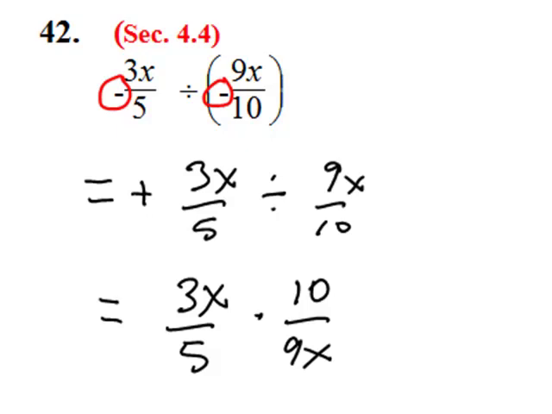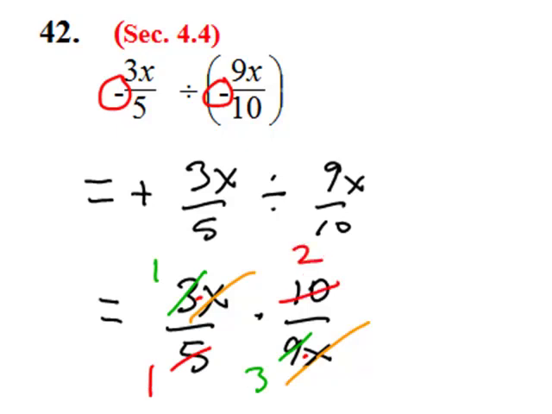Now, that's 3 times x and 9 times x in those two positions. We can divide out the x's, and then separately we can divide out the 3 and the 9. 3 into 3 goes once, 3 into 9 goes 3 times. Likewise, 5 into 5 goes once, and into 10 goes 2 times.